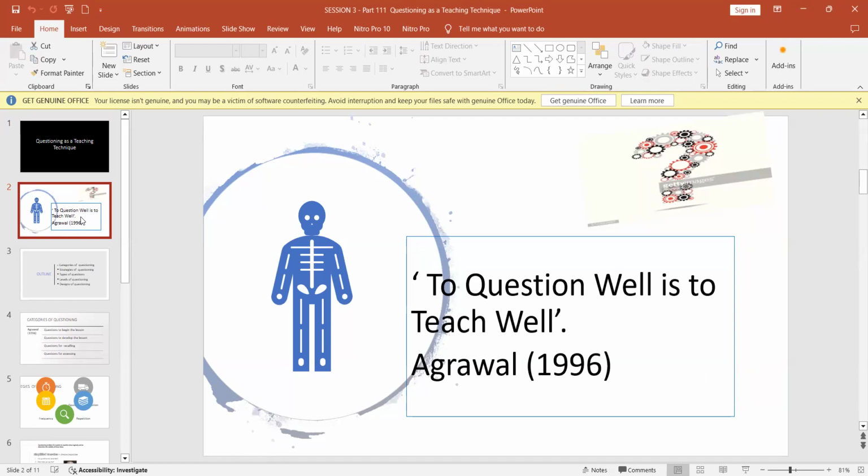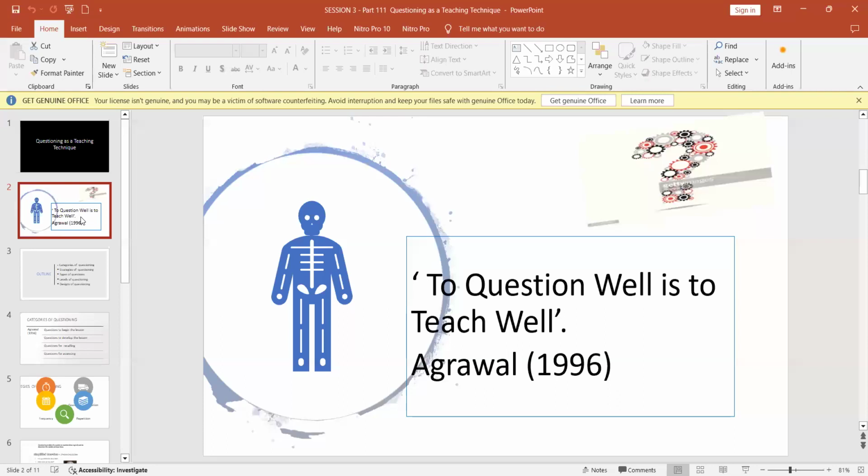To question well is to teach well. What does it mean? That was 1996. Agrawal is an Indian educationist who has done a lot of research on teachers' questioning technique, teachers' use of questioning as a technique in the classroom, right? So, according to Agrawal, to question well is to teach well.